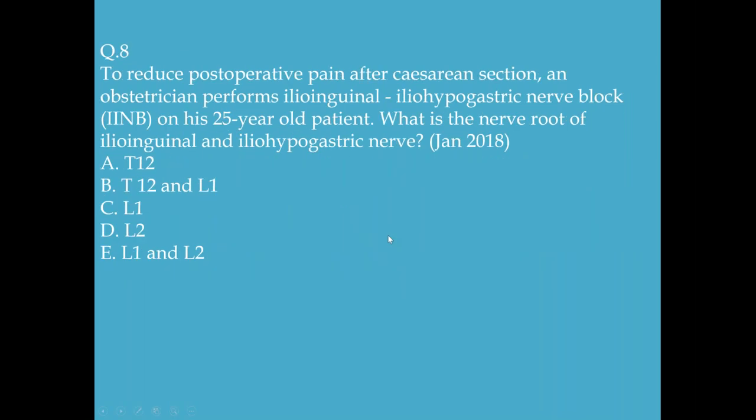Okay, excellent. Next question, question 8. I will read. Yes, welcome. To reduce postoperative pain after cesarean section, an obstetrician performs an ilioinguinal iliohypogastric nerve block on his 25 year old patient. What is the nerve root of the ilioinguinal and iliohypogastric nerve? The options: A, T12; B, T12 and L1; C, L1; D, L2; E, L1 and L2.